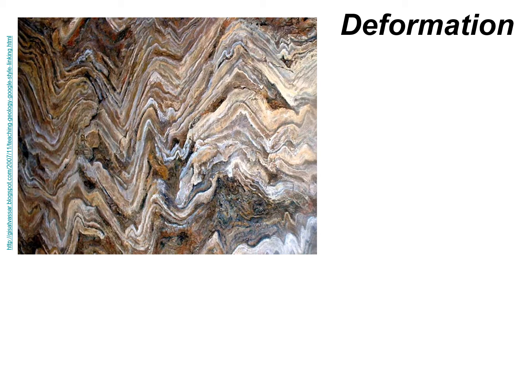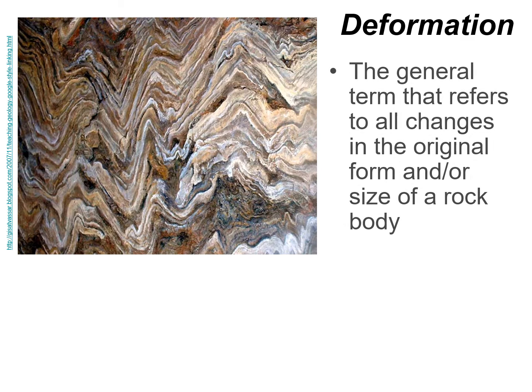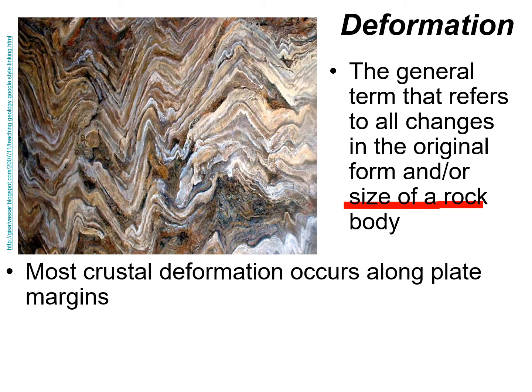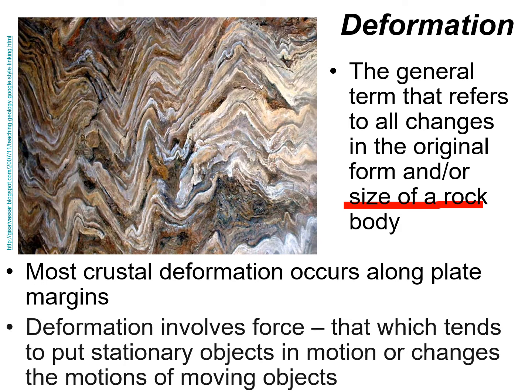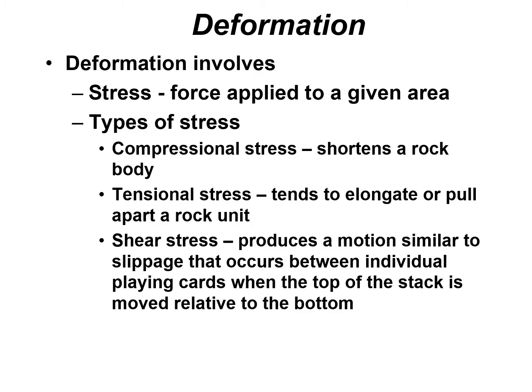Now, when we talk about deformation, we're referring to any changes in the orientation or shape or size of the original rock body. This typically occurs along plate boundaries, especially convergent plate boundaries. And all this deformation involves a lot of force. And so a force in physics is anything that would cause a stationary object to move or change the direction of movement for an object that is already in motion.